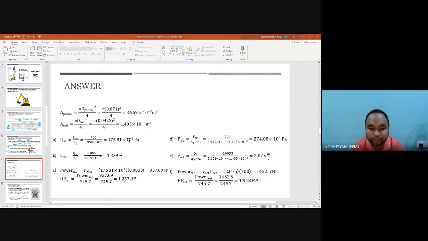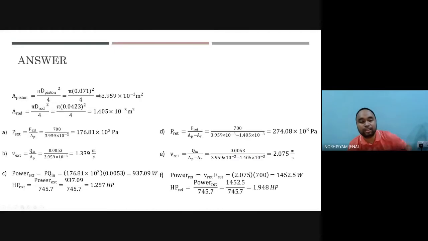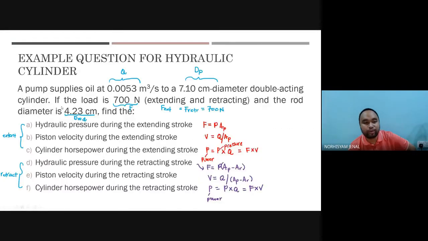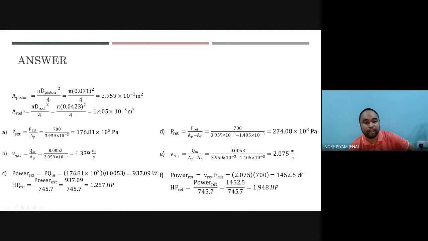Okay, thank you. Okay, so the answer is already here actually, dalam saya slide. First, what you need to do is make sure you find out what is the area of piston and what is the area of rod, so it's easier for us to do the calculation. Then P extension is just F divided by AP. Should get this number, the same just now. V extension should be Q over AP. It's simple, 1.339.